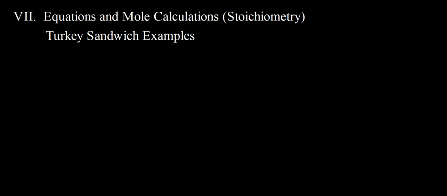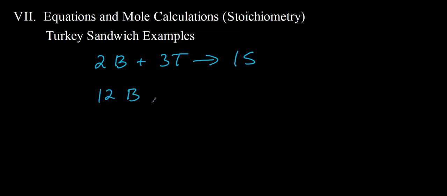So I'm going to start off with a recipe, my recipe for a turkey sandwich. It's pretty simple. You take 2 slices of bread and 3 slices of turkey, and you can make one sandwich. Let's say we have 12 slices of bread. If you have 12 slices of bread and plenty of extra turkey, how many sandwiches can you make? Again, just like last time, I'm not looking for a number, not just yet.